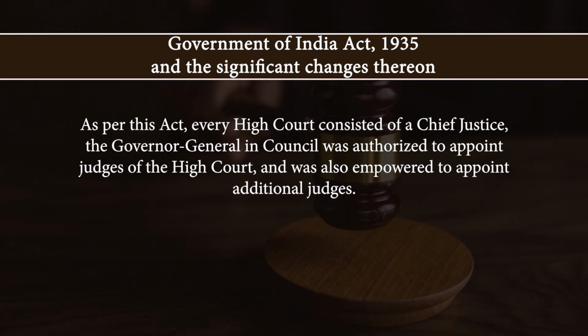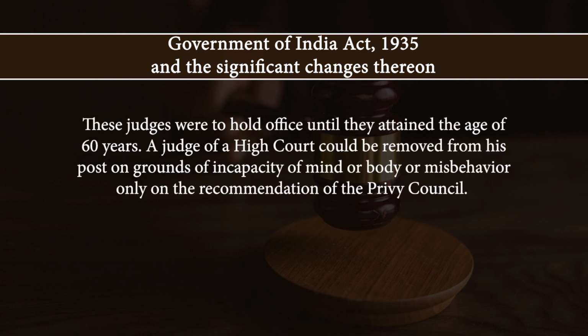As per this Act, every High Court consisted of a Chief Justice. The Governor General in Council was authorized to appoint judges of the High Court and was also empowered to appoint additional judges. These judges were to hold office until they attained the age of 60 years. A judge of a High Court could be removed from his post on grounds of incapacity of mind or body or misbehavior only on the recommendation of the Privy Council.